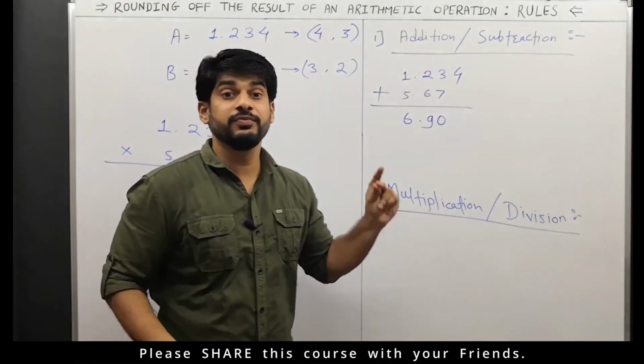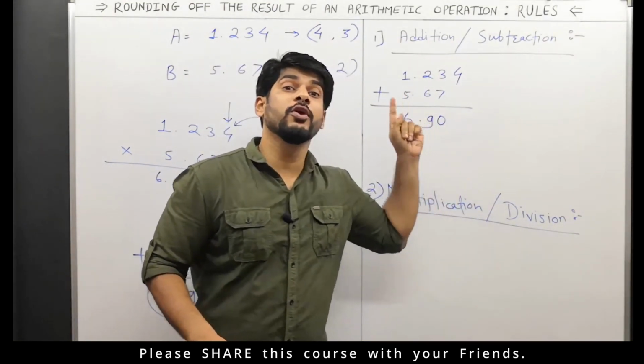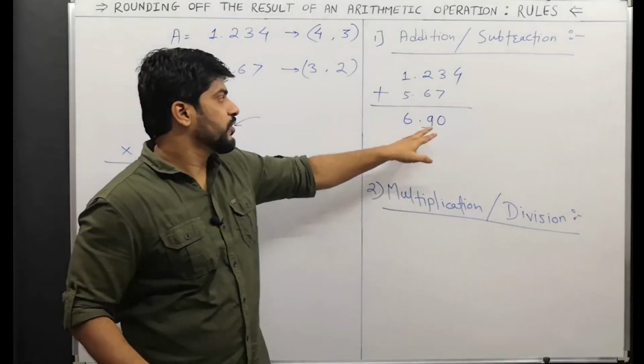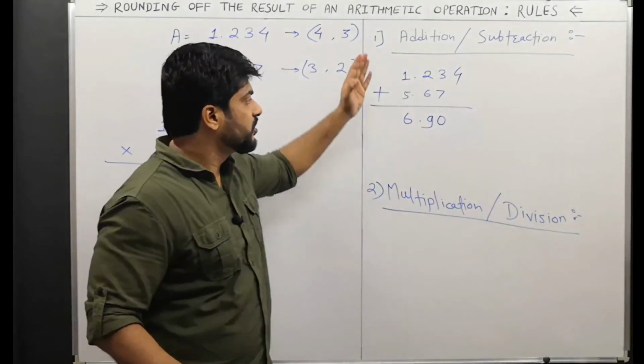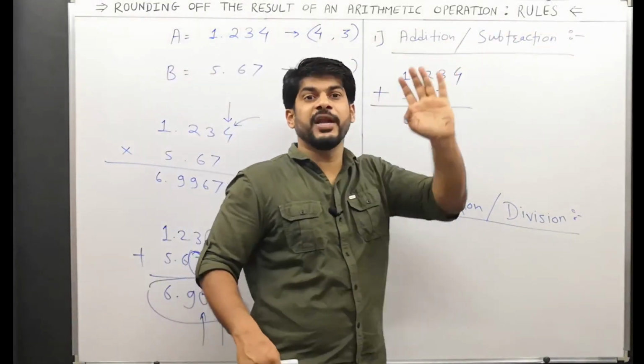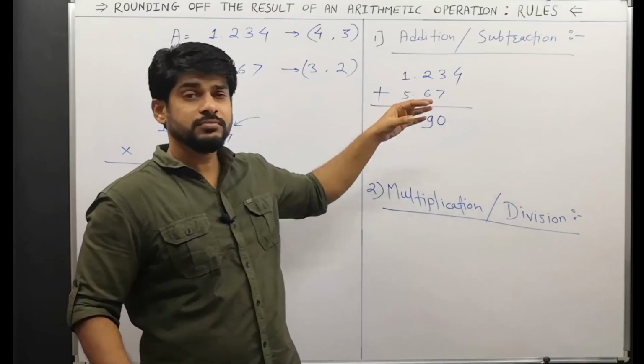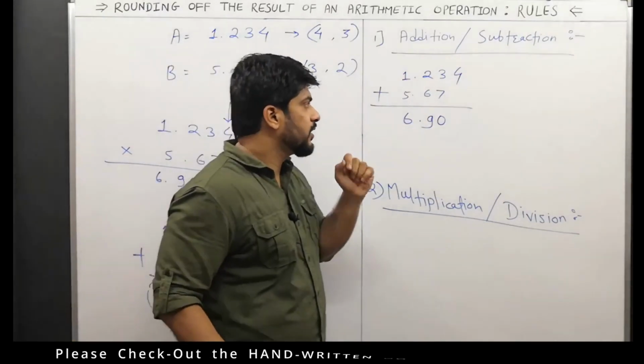In this way we have rounded off the result of an operation to the required significant figures only. You can check this. I hope this is clear. This is equally applicable to subtraction also. Now you can take any number of examples over here. Here I will tell you one more example.